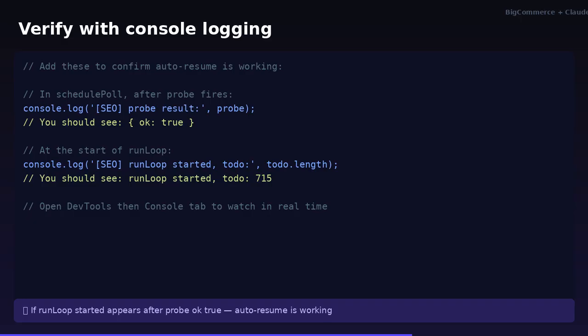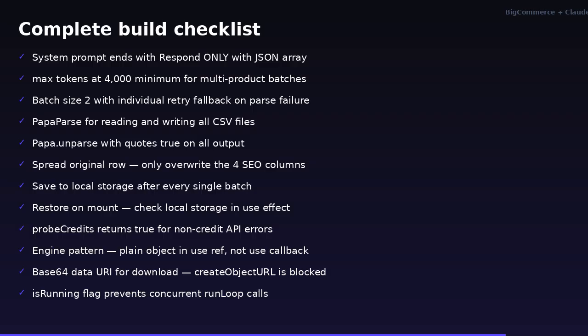Here is the complete build checklist, 12 items, one for each lesson from the 6 phases. System prompt ending with JSON instructions. Max tokens at 4,000. Batch size 2 with retry. Pop-up parse for files. Spread the original row. Save to storage. Restore on unload. Probe correctly. Engine pattern. Base64 download. isRunning flag. All 12 checked.